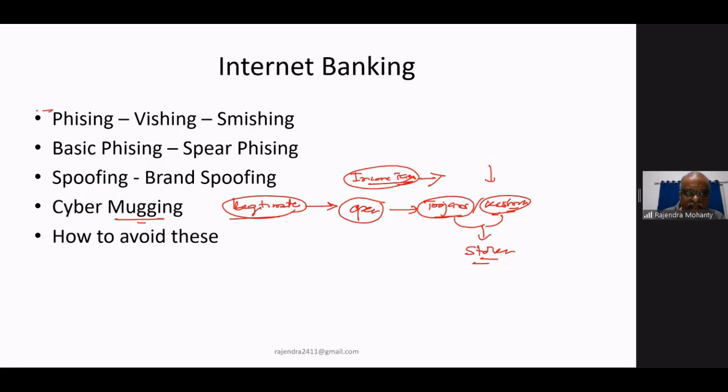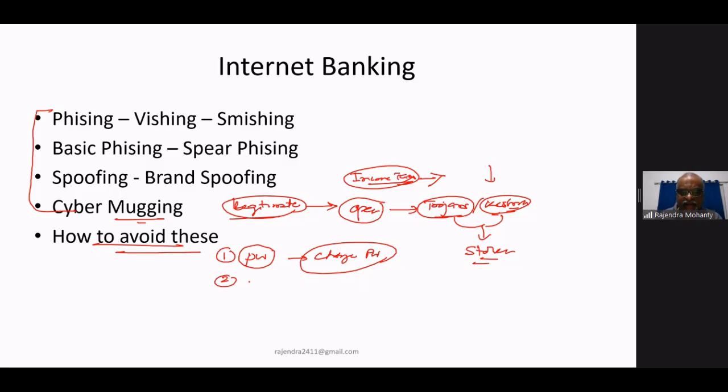So how can these things be avoided? Customers should know how to avoid them. Always secure your emails, mobile phone, everything, with a strong password. Strong password means always use alphanumeric characters with some special characters, and try to change your password frequently. Do not keep the password for a period of 6 months or 1 year. Try to change the password within 2 or 3 months. That is very secure for you.